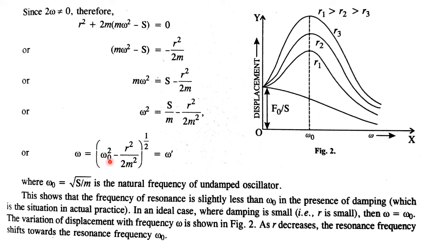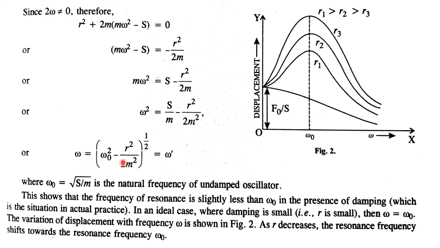See here, what is this omega naught? This is basically a natural frequency. All right, when you apply driving force, that means your frequency basically becomes equal to omega. You can see here this factor is subtracting from the natural frequency. That means our resonance frequency is basically slightly lesser as compared to the natural frequency. All right, this is what we have concluded over here, which can be denoted by omega dash.